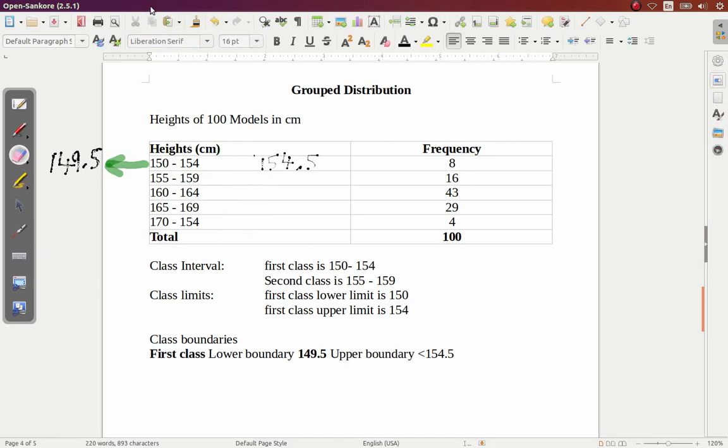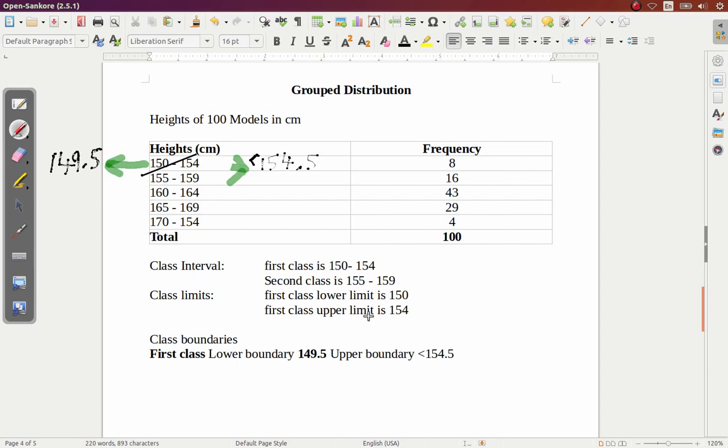I don't know why my computer keeps doing this. It just erased what I had a while ago. Let me write it again. So, anything less than 154.5, you would round back down to 154 and include it. Now, once it touches 154.5, you would round it up to 155 and put it in the second class. So these are the things that you will do.